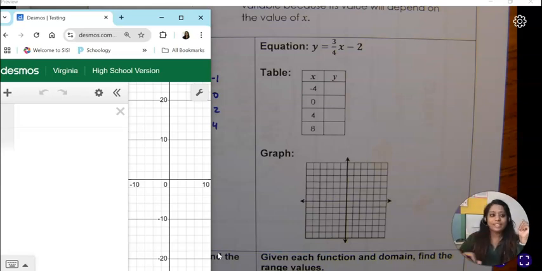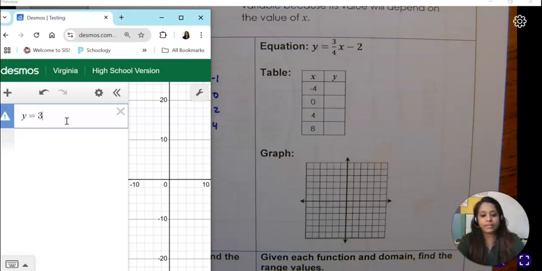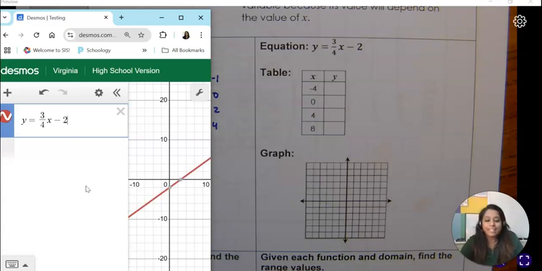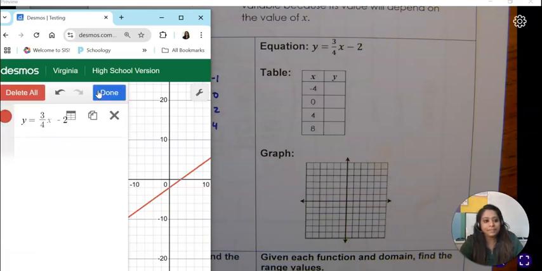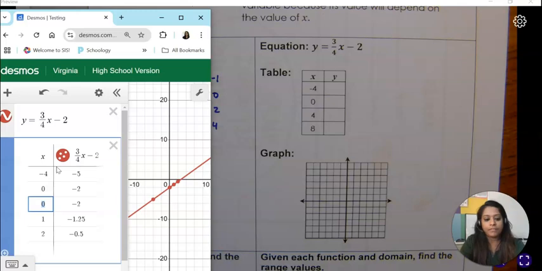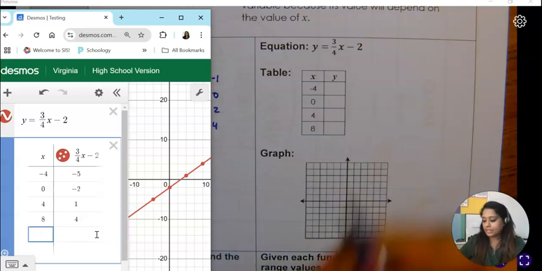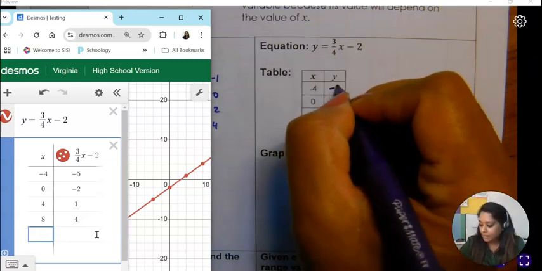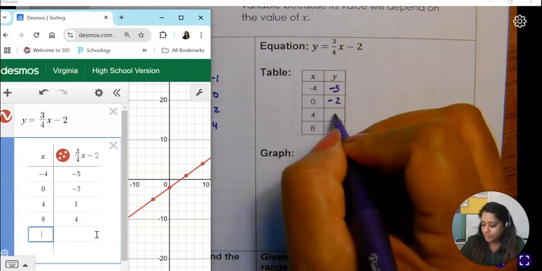Okay, Desmos. So what I'm going to do is I'm going to go ahead and take my equation and just plug it in here. So y equals 3/4 x minus 2. And then this is how you can turn it into a table of values in Desmos. You're going to press this little button right here. And then there's your table of values. And then I'm going to go ahead and change my x values to what I have on my paper, which is -4, 0, 4, and 8. And then there's my output. So it looks like I have -5, -2, 1, and 4.